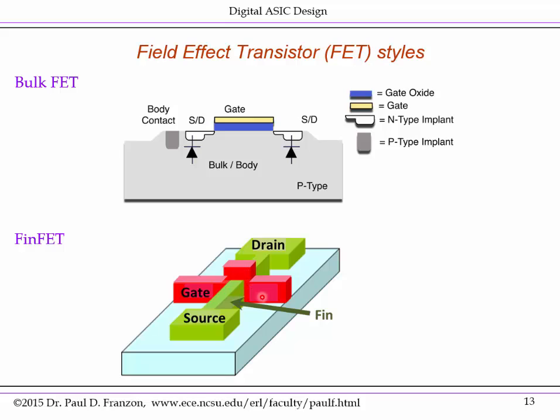By doing this, we get better electrostatic control of the conduction channel in here. In addition, we can make this FET very narrow through various processing tricks that I won't go into. So here we have the source, the drain, and the gate wrapped around the fin, and the transistor channel appears or not appears in the fin, depending on the voltage on the gate. Of course, the oxide is still here, it's just not shown.